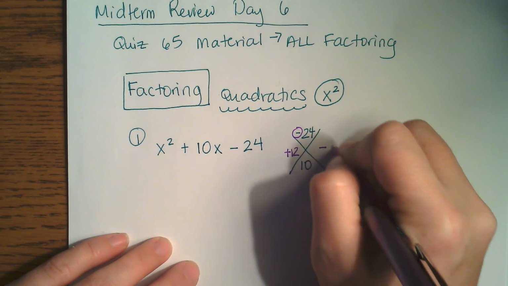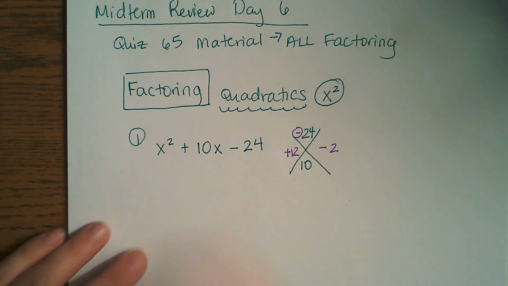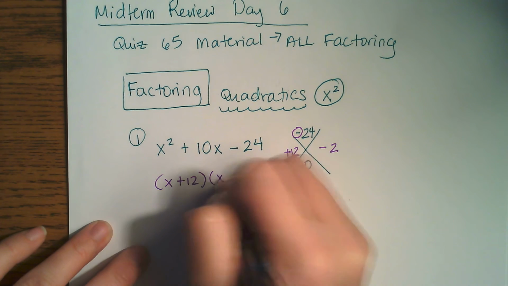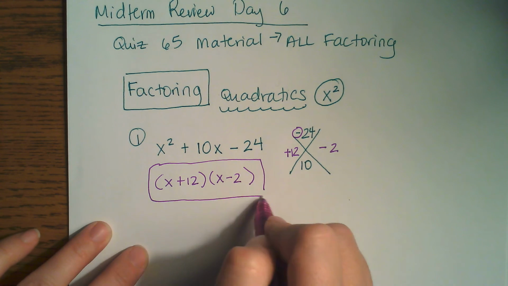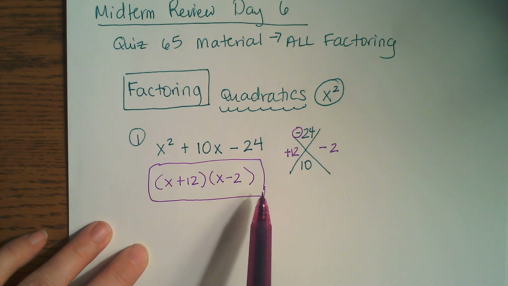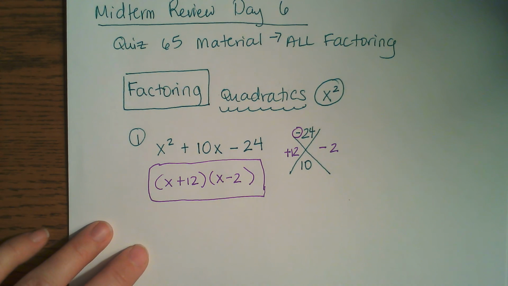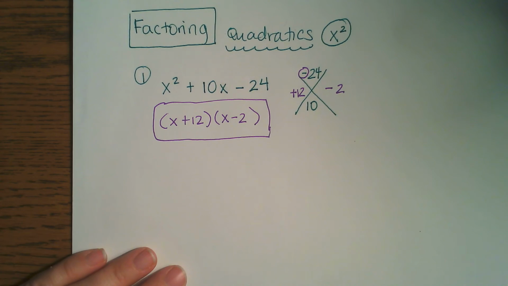Yeah, 24 is always a tricky factor because you have to watch the sign. 6 and 4 probably would have been on my radar too, but 12 and negative 2 are actually the pair that work. So x plus 12, x minus 2. In the directions, it would only ask us to factor, so we can stop here. Also, it's not set equal to 0, which is another clue that we are not going further.